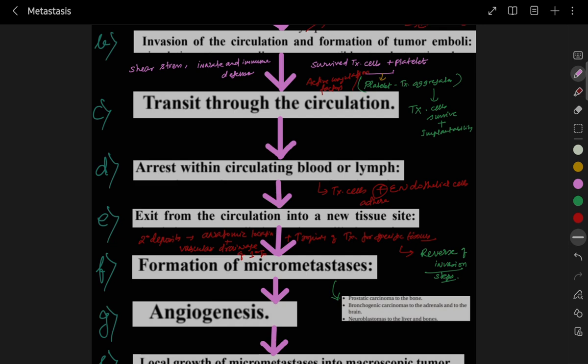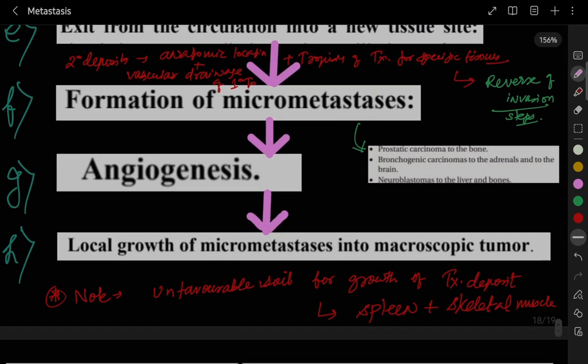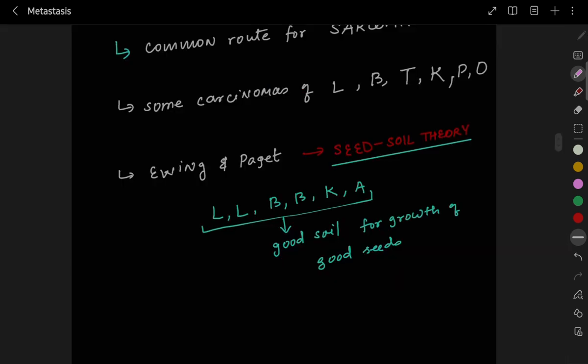And now the formation of the micrometastasis. This is nothing but a small cluster of cancer cells that start depositing right there, those coming from the primary tumor only. Then there will be angiogenesis, the formation of blood vessels and blood supply to the tumor, and then the local growth of the micrometastasis into a macroscopic tumor will take place. The most important part to note is that we discussed the seed and soil theory, right? So remember the good soil we discussed.